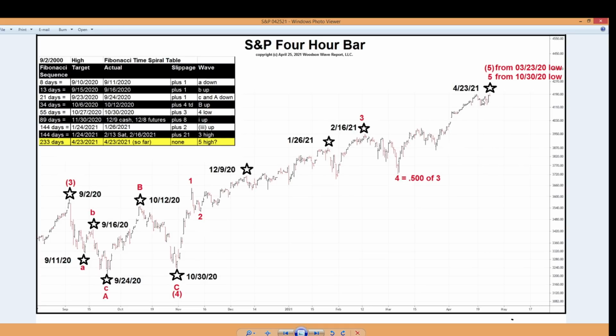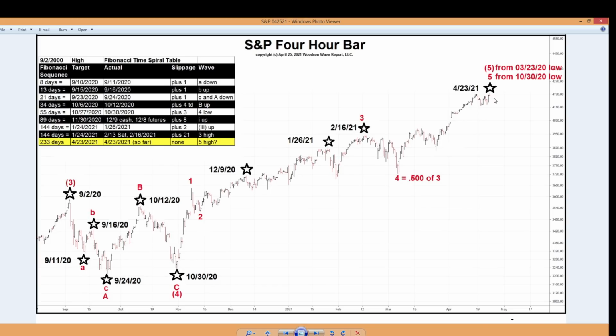Okay, so here we are, and that could be a wave 5 from this 1030 low and/or a wave 5 from the March 2020 low. Okay, so we'll see what happens from here. We can count 1, 2, 3, 4, 5 from here.